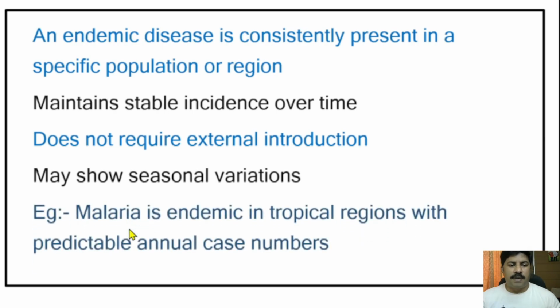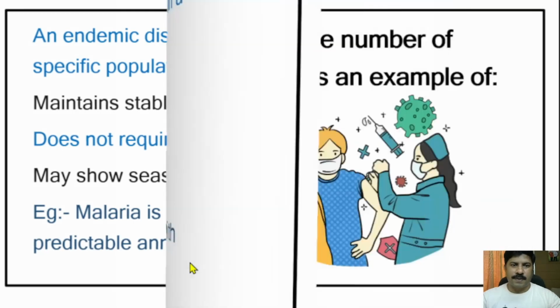For example, malaria is endemic in tropical regions with predictable annual case numbers. If the predictable number increases, that will change into an epidemic. If it is a stable number of cases, that is termed endemic. If the number increases more than the expected rate, then it is called an epidemic. We will see it in the next question.